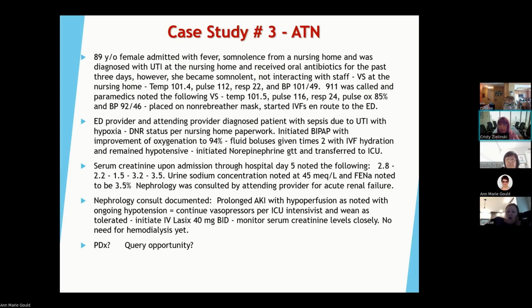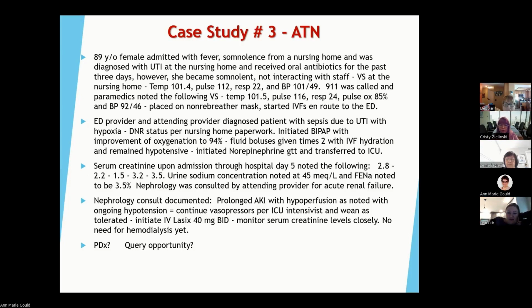I would also query for acute respiratory failure. Yes, very good. Yeah, because the patient was on a non-rebreather mask, and then BiPAP. And it looks like she probably developed sepsis too. I'm sorry, septic shock.